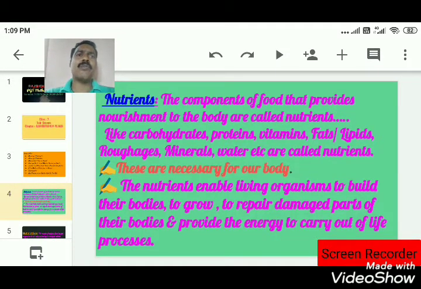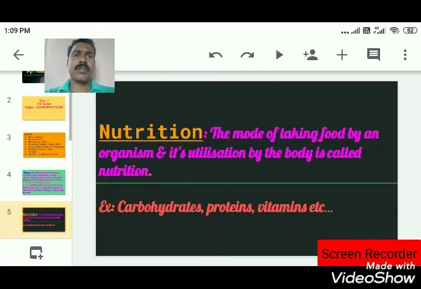Okay. Next we are going to discuss nutrition. What is meant by nutrition? The mode of taking food by an organism, whatever the mode, and its utilization by the body is called nutrition. For example, as I already told, the nutrients, the food components, are carbohydrates, proteins, vitamins, etc.